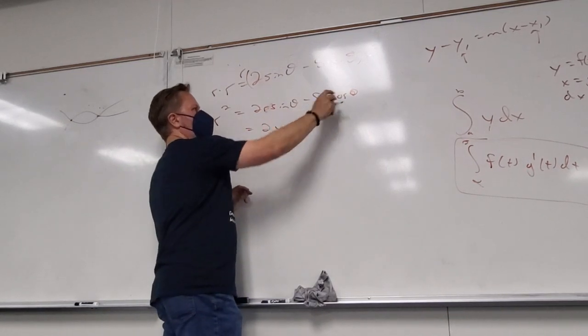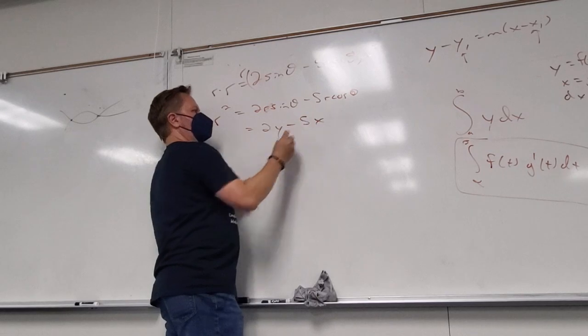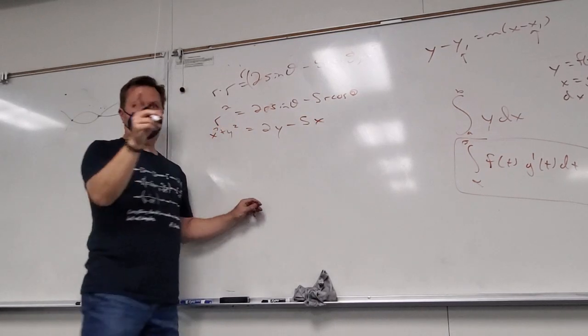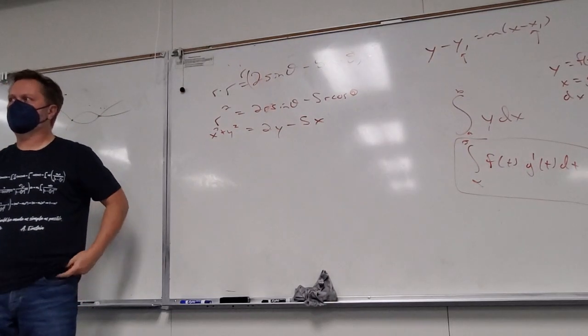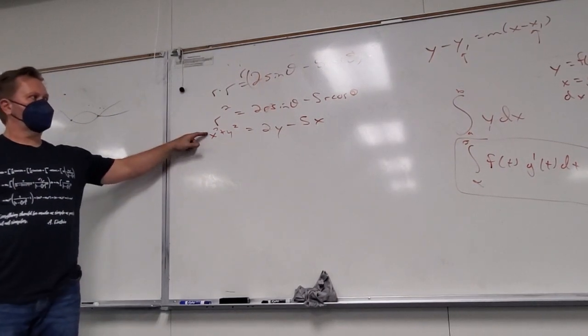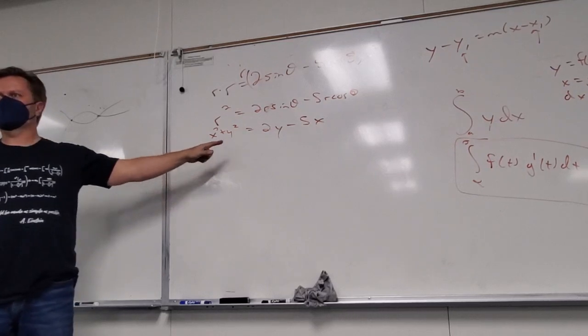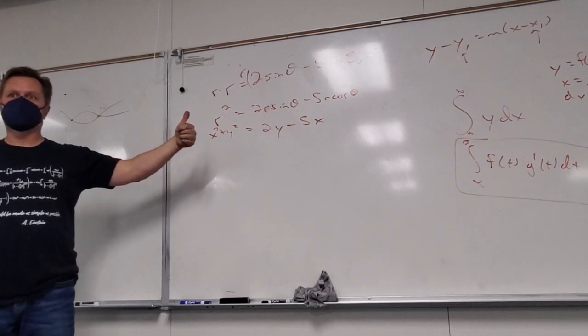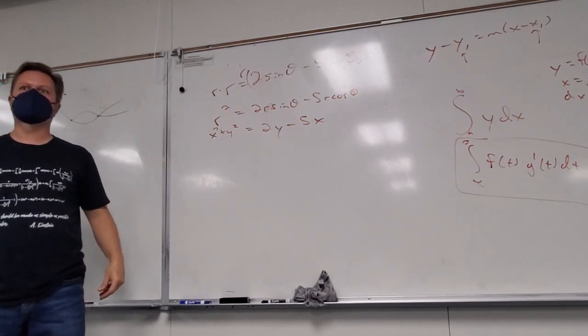What's r cosine theta? X. And of course, what's r squared? X squared plus y squared. Now, just to prep you, I decided right now to be a little nice. I might feel like I want to say find the center of this. In fact, what is this? A circle. Do you know how to find the center of it?